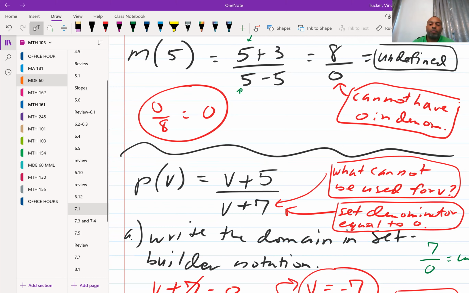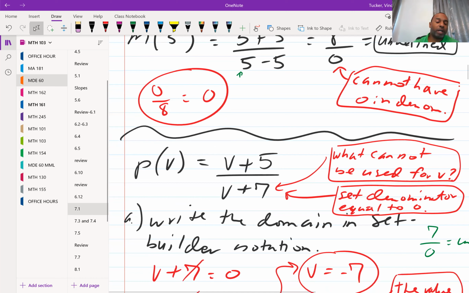So in order to find the domain, we have to ask ourselves what cannot be used for V. In other words, what can I not plug in for V? In order to figure that out, we'll set the denominator equal to 0, because remember, when our denominator is 0, we just saw that our fraction will be undefined. So we're going to set the denominator equal to 0 and then solve.